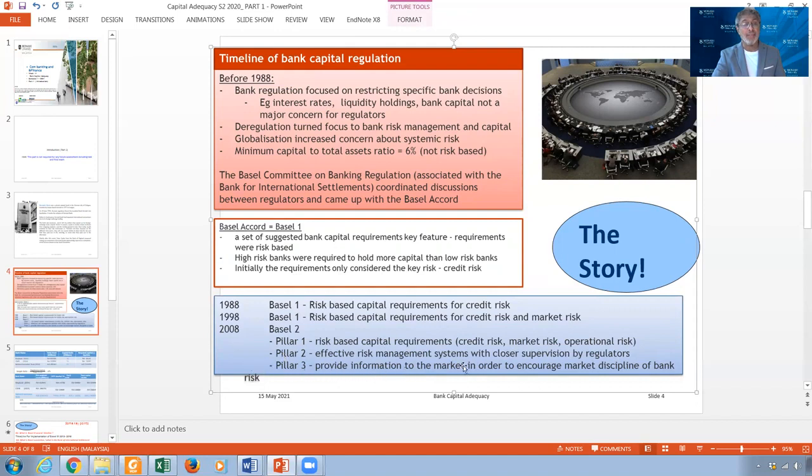And in pillar three, they were talking about what kind of information the bank should disclose so they can activate market discipline, where the investors and the shareholders can react accordingly. And all those, they think, are actually requirements to control the risk. So these are actually the issues.